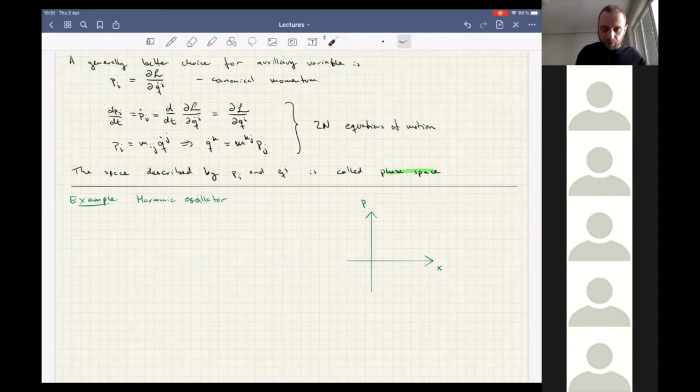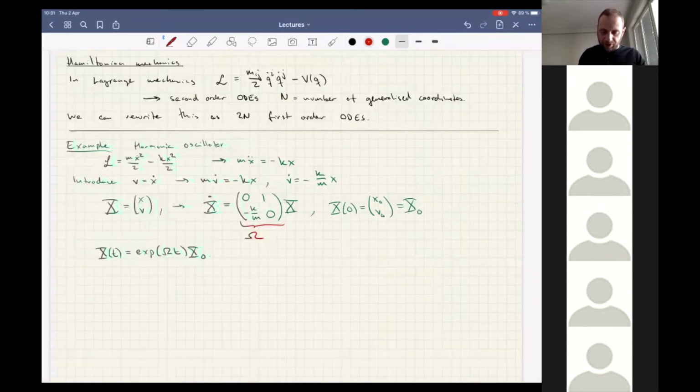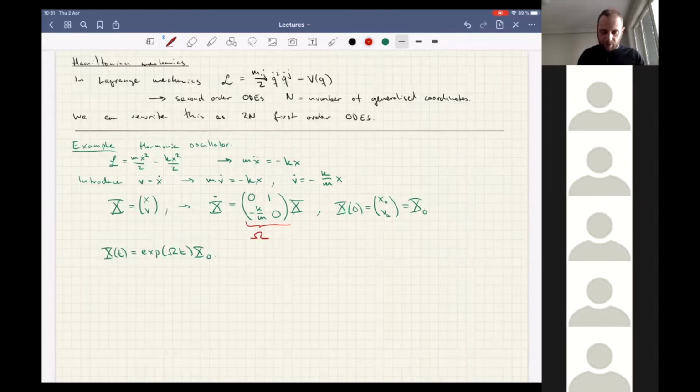So for example, if we look at this harmonic oscillator, of course, in the case of the harmonic oscillator and one-dimensional motion, p is just m times v. So it's just all going to be constant, but we can see then that the derivative of p is going to be negative if x is larger than 0.